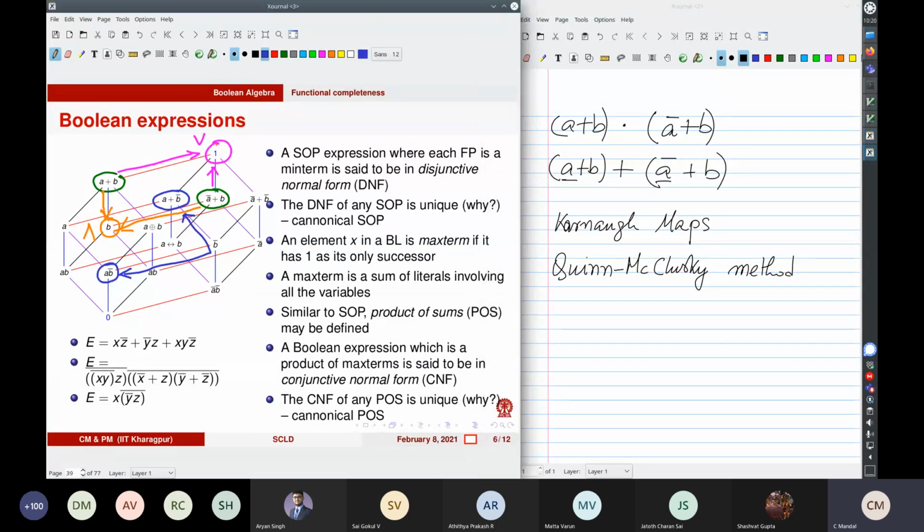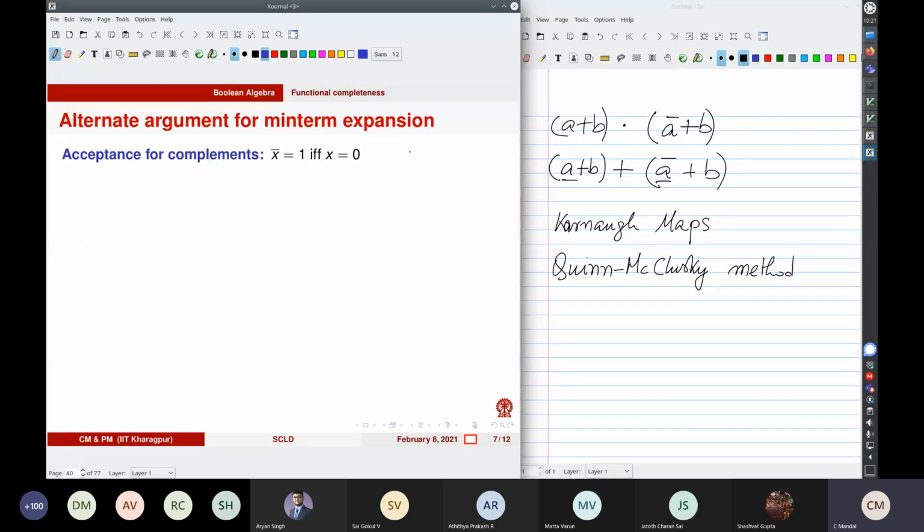So let us just carry on with the slides. This is a way of interpreting your complement.